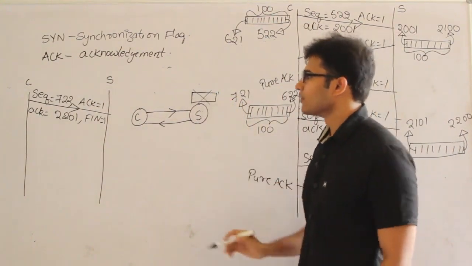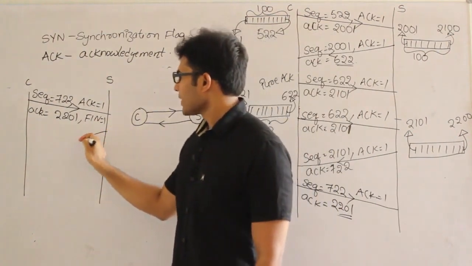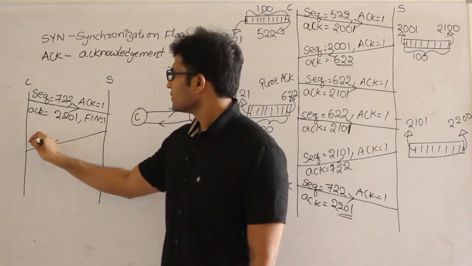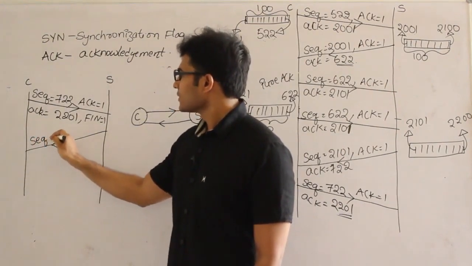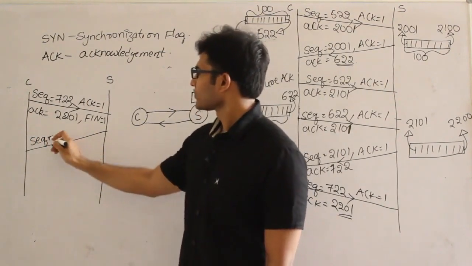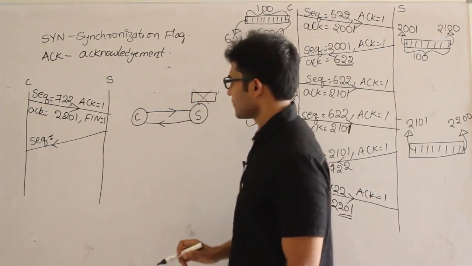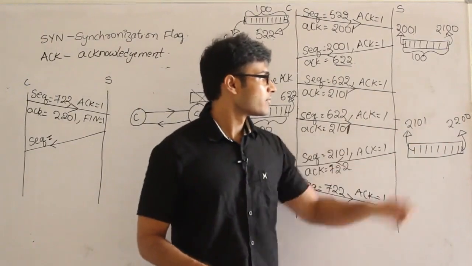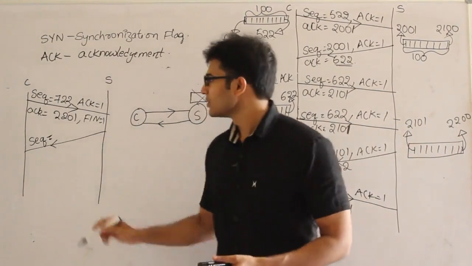Now after freeing up the buffer, the server will say yes, I freed up. For that, the server will send the acknowledgement. It will send a sequence number. What is the sequence number that the server is next having? It has used till 2200. So what is the next sequence number available?